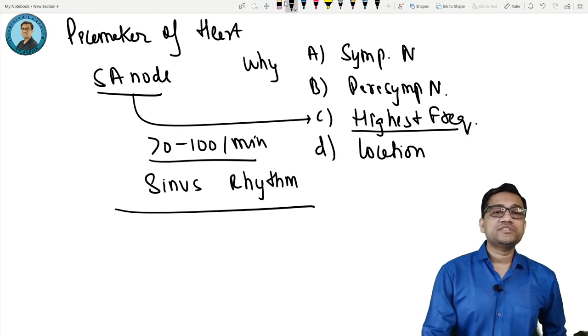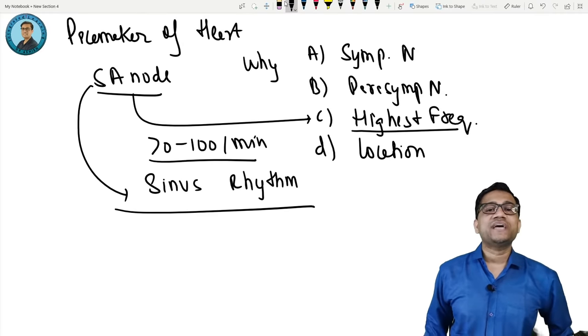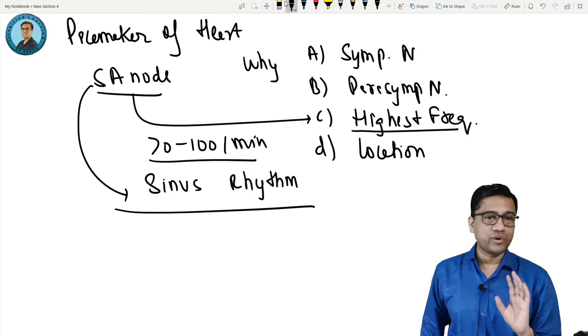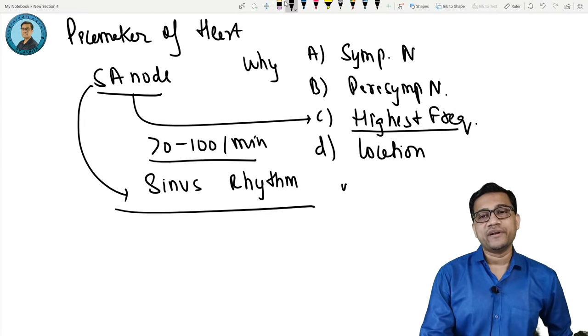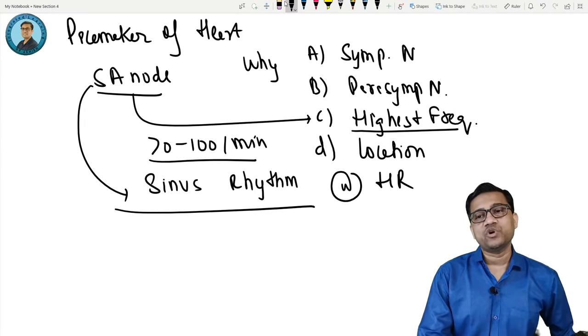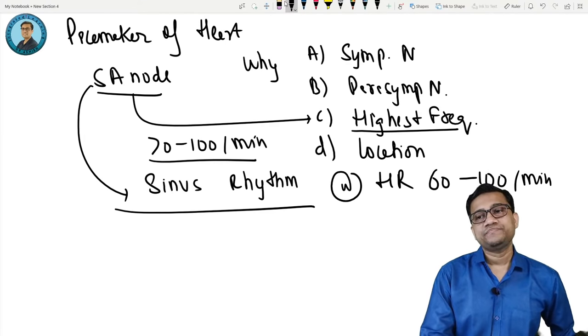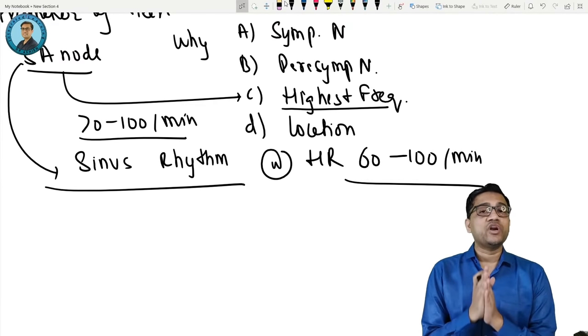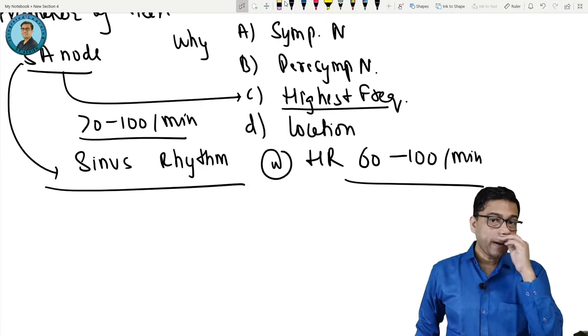So what is this called? It is called sinus rhythm. What is sinus rhythm? It is the rhythm produced by the pacemaker SA node. 70 to 100, that's the normal heart rate. That's why normal heart rate is also 60 to 100 per minute. Some books give 90, but you take 100. So till 100 we take as normal. Normal heart rate is 60 to 100 per minute.